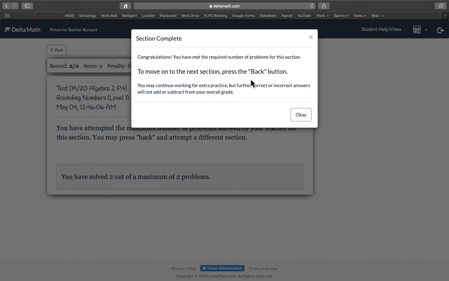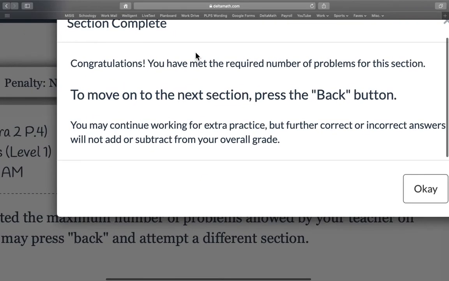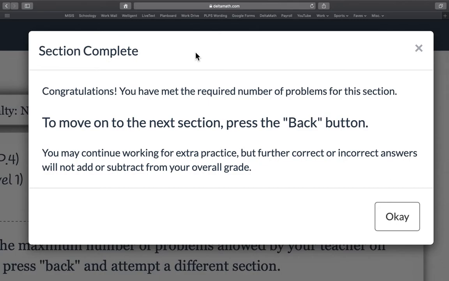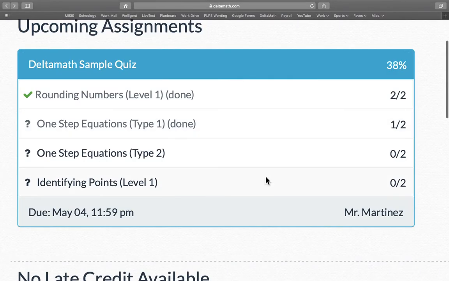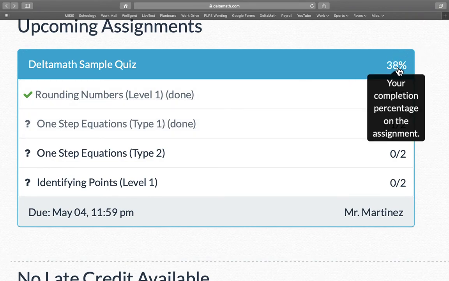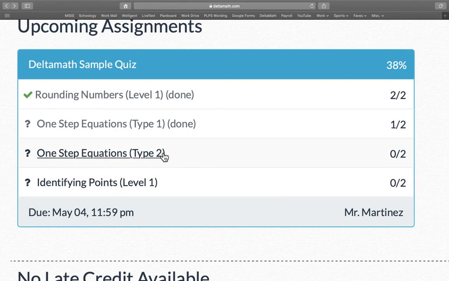No more. Congratulations. You have met the required number, which is 2. So, perfect. So I go back. And I'm done with this one. Look at that. I got 100%. So these two so far gives me a 38% on the quiz. Right? Go to the next one.